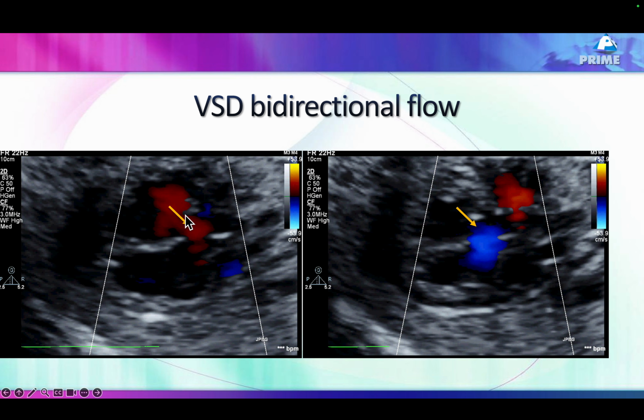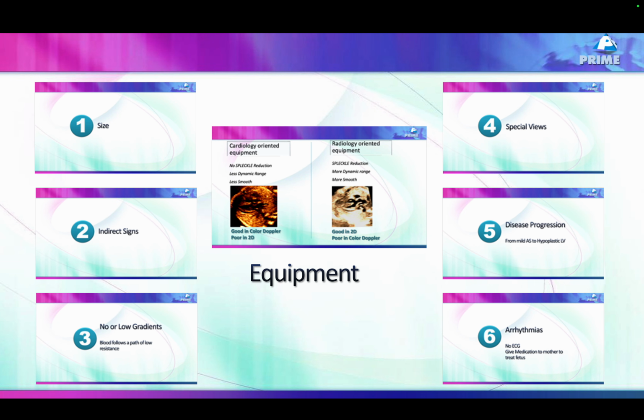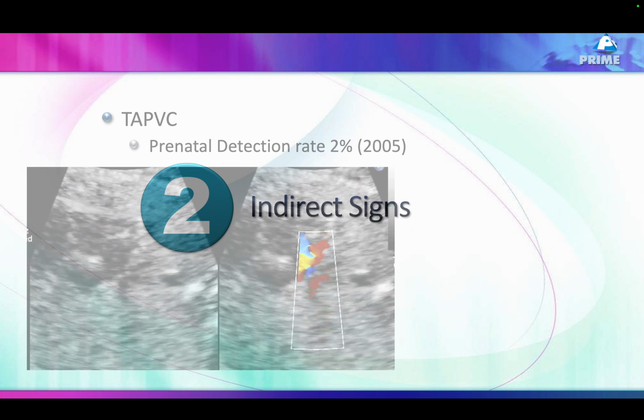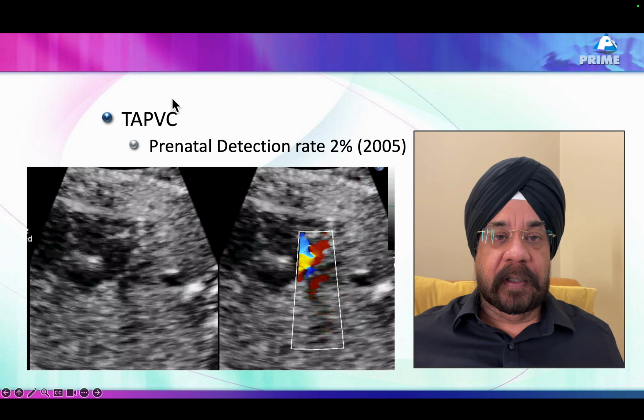And VSD is diagnosed by a bidirectional flow with more confidence. So if you have a bidirectional flow, because the pressures in both chambers are similar, that's what you see. And then let's come to the next. Because there are resolution problems, you are not dependent upon the direct signs, you find some indirect signs to prove your point. So I'll give you an example.